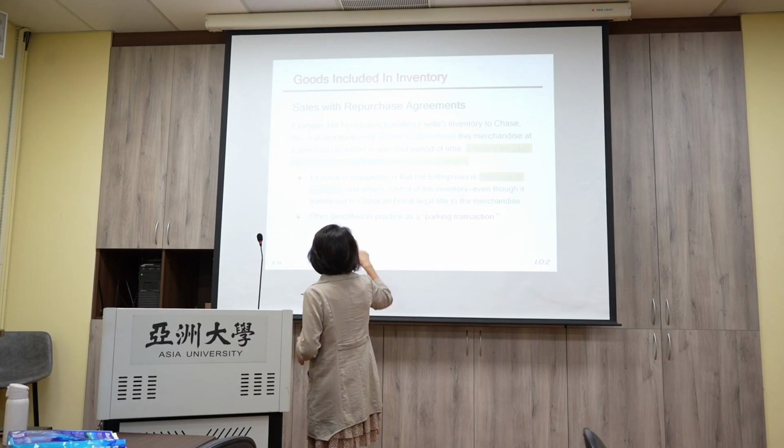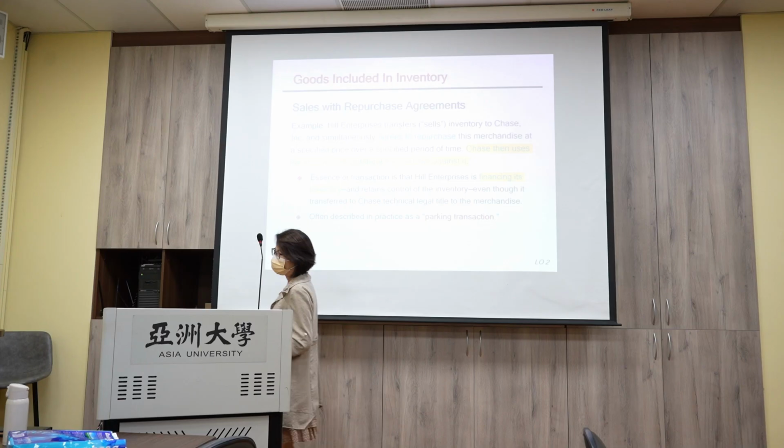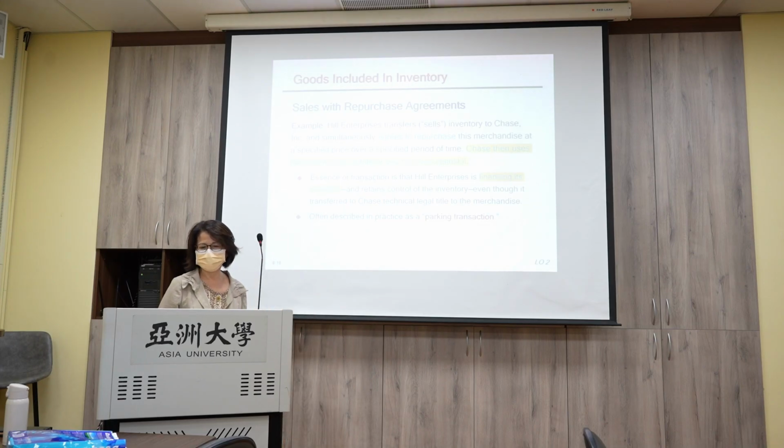Collateral. The inventory is used as collateral and the company borrows against it. So I put my inventory, I render my goods to you, and then you give me the money. But I promise I will buy back those goods. So this is not a real, normal course of business transaction. We call it a parking transaction.